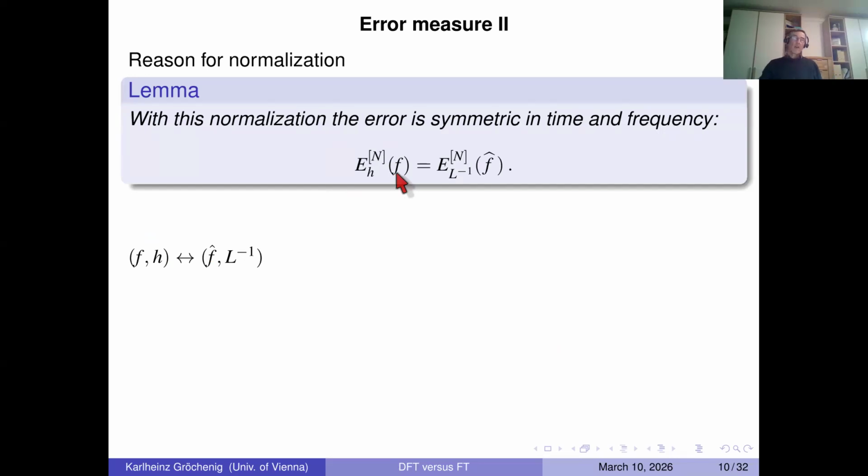The approximation error, when we compute or approximate the Fourier transform of f, step size h, n samples, is the same as when we do the inverse Fourier transform to approximate f from f hat, step size 1 over L, and also n samples. So there's a symmetry in time and frequency, something we love in Vienna, of course.